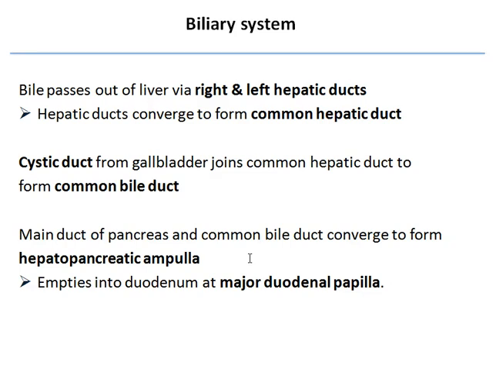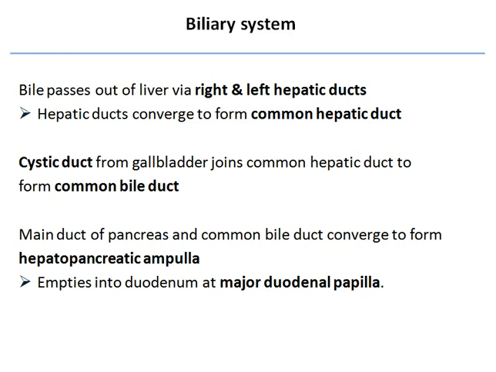There's a dilated region where this convergence is evident, the hepatopancreatic ampulla. Hepato, reference to the liver, pancreatic, reference to the pancreas, ampulla, dilated region. At this point, the materials produced by either the liver or the pancreas can then be emptied into the duodenum. The structure where this occurs is a nipple-shaped structure, the major duodenal papilla.